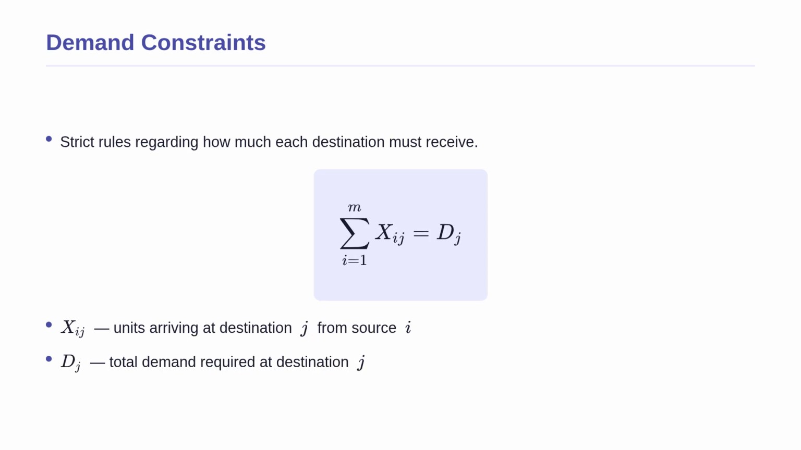Just as sources have physical limits, destinations have strict requirements, which we represent using demand constraints. For any given destination j, if we add up all the shipments arriving from every possible source i, that total must exactly equal the demand D sub j required at that destination. The destination must get exactly what it asked for, no more and no less, to guarantee that the customers are fully satisfied. We must write one of these equations for every single destination in our problem, ensuring the entire market demand is met without any shortages.